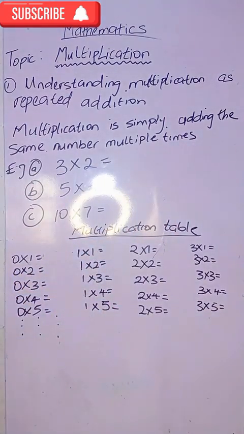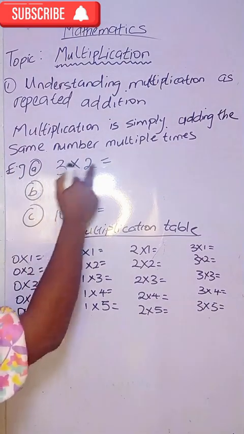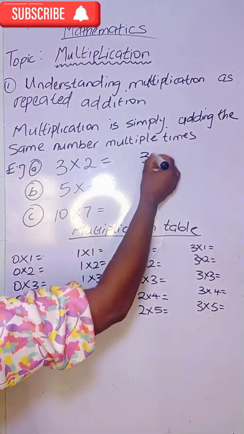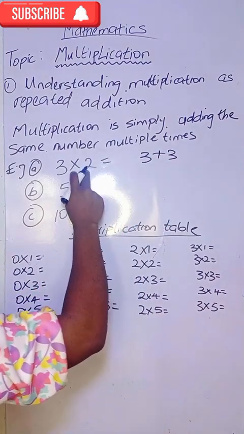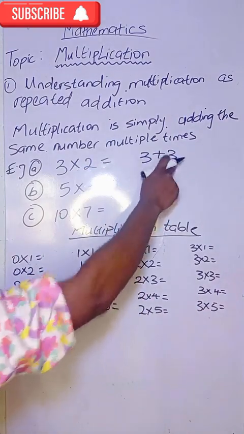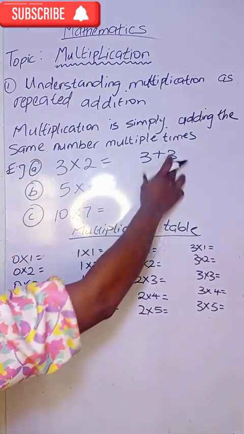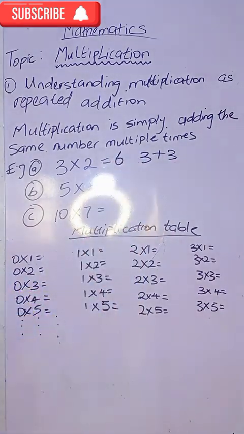For instance, you are given example A, 3 times 2. We write what? 3 plus 3, in 2 places. 2 places, that's why we have 1, 2. So 3 plus 3 gives us what? 6. If you don't know how we got 6, you can check our previous classes where we treated addition.